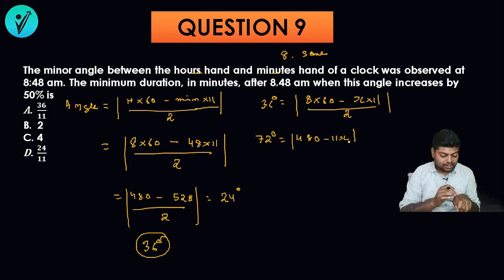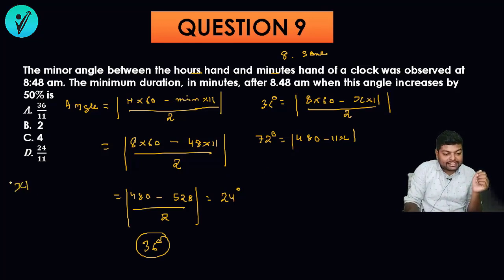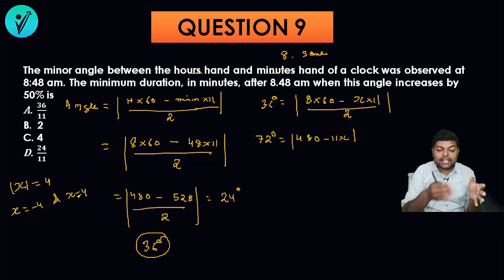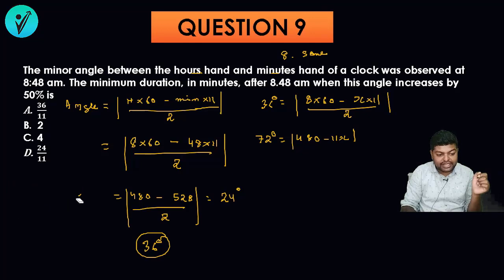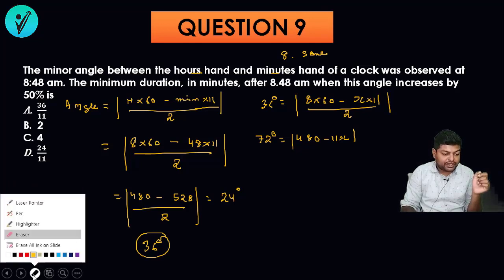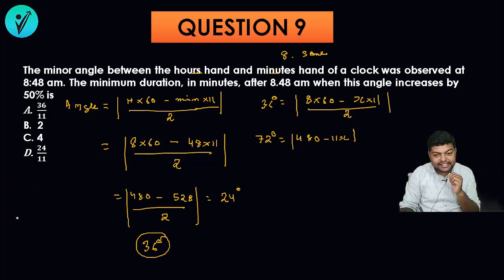All right. Now if you have a mod function, for example, अगर मान लो मैंने ऐसे लिखा mod x is equal to 4. So for this expression I have two values: x will be minus 4 and x will be 4. Both are correct, right? In a similar way, when you expand this, you will have two values: one positive 72 degrees and the other negative 72 degrees. So my concern is, should I be considering both the values? Minus 72 भी consider करो और plus 72 भी?